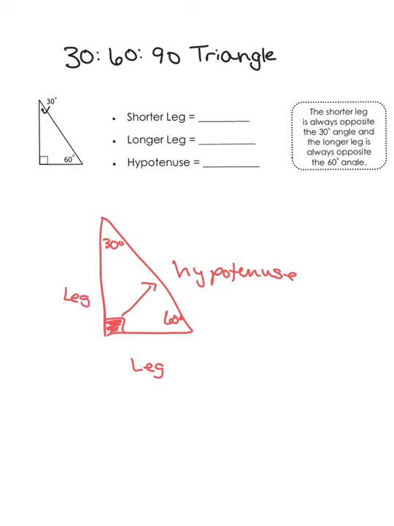But the side that's across from my 30-degree angle is my short leg. And the side that's across from my 60-degree angle is my long leg. Okay? So that's kind of important. The position of the legs is very much in relation to the degrees. So across from my 60-degree angle is my long leg, across from my 30-degree angle is my short leg, and of course across from my 90-degree angle is always my hypotenuse.